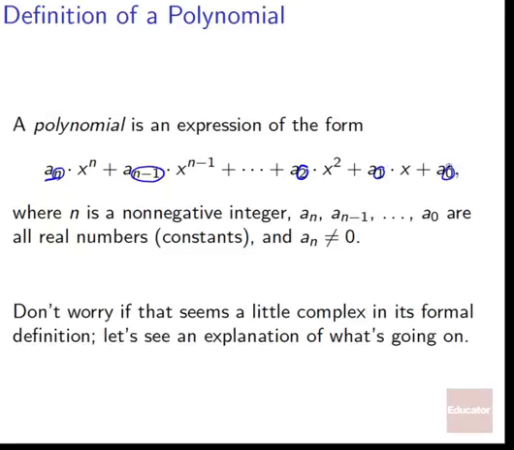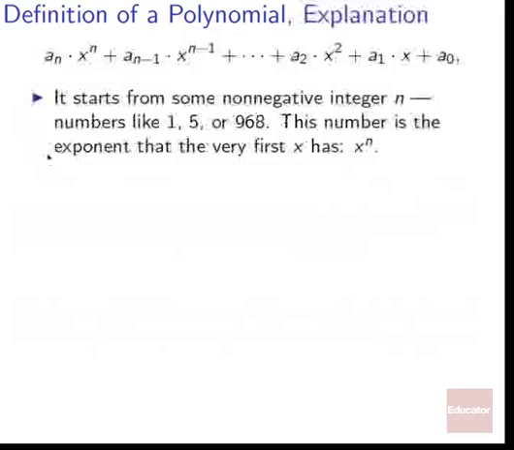So, what this expression means is that n is a non-negative integer, and all of our a's, a_n, a_(n-1), so on up until a_0, are real numbers, which is to say that they're just constants. And finally, a_n itself, the one at the very front, is not equal to 0. Now, that might seem a little complex in its formal definition, but don't worry, we're about to explain what's going on so we can really understand what a polynomial is.